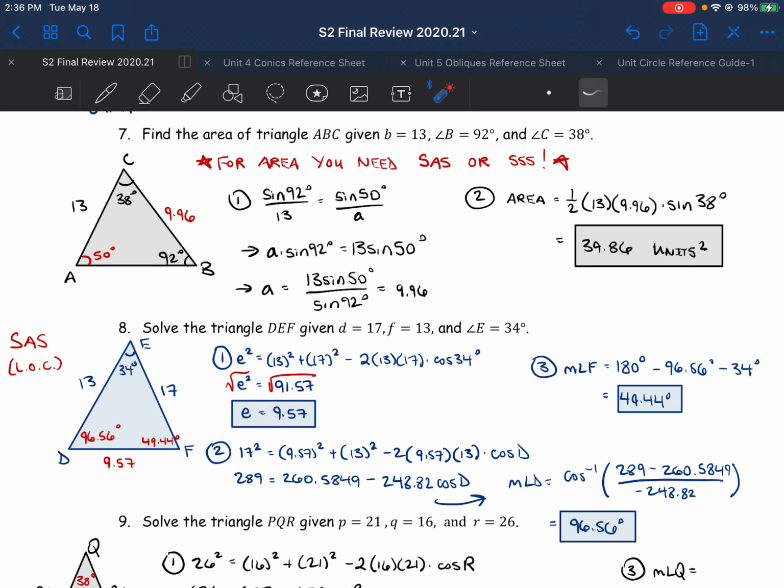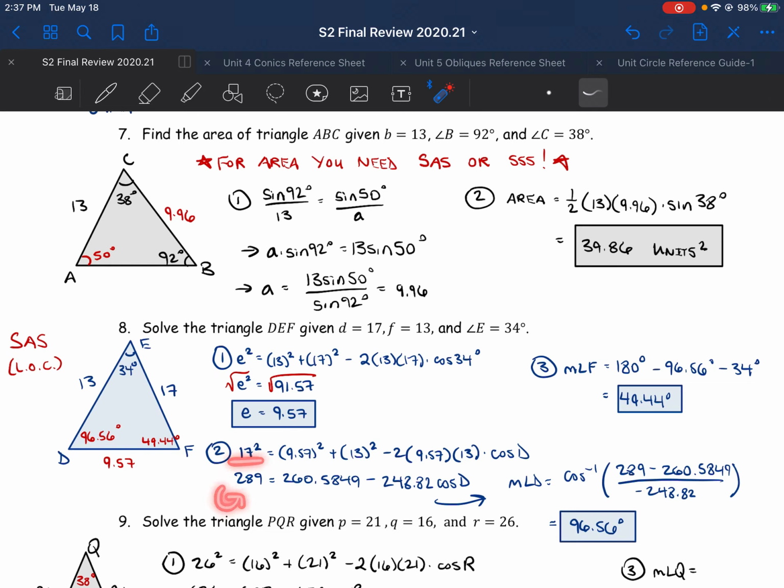Now that I have side E, I can find angle D and angle F. And I'm going to use law of cosines to find angle D next. So that's what I do here. Notice that angle D, the angle that I'm looking for, is right here, which means that side D, which is 17, has to be on the opposite side of the equation. So I plug in the pieces, we simplify.